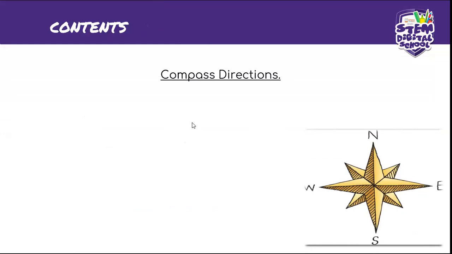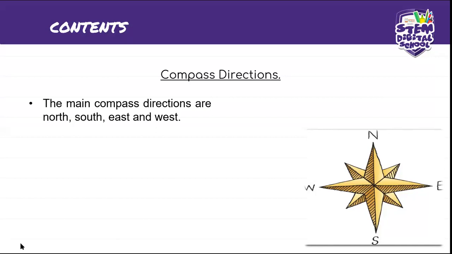Okay, moving forward. As you can see on this picture here, this is a compass direction. This is how a compass direction looks like. As you have said, guys, we talk about north, east, south, and west. Are we clear? The main compass directions are north, south, east, and west. You should remember that, okay?